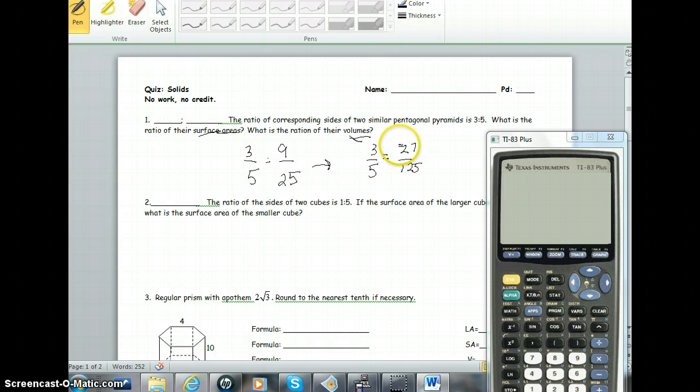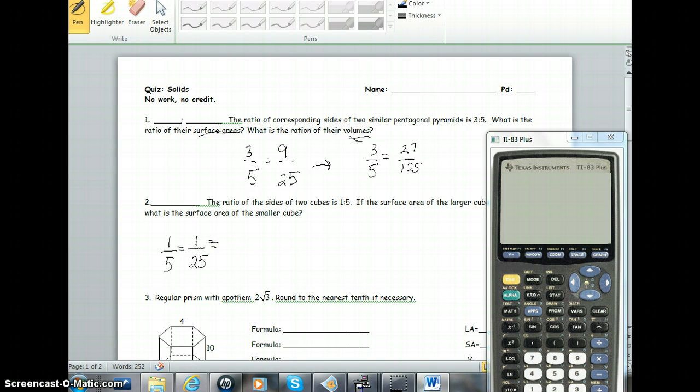Now we're on number 2. Number 2 states the ratio of the sides of two cubes is 1 to 5. If the surface area of the larger cube is 205, what is the surface area of the smaller cube? It's already given as 1 over 5, but we want to change it to area, so as stated before, you square it and make it 1 over 25.